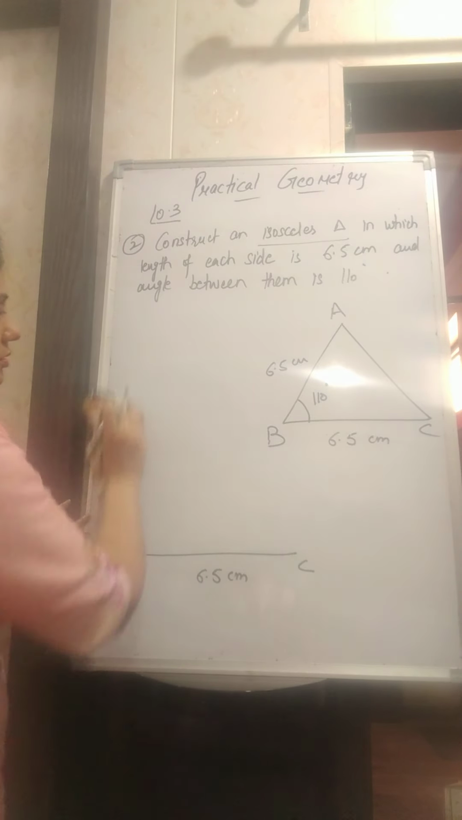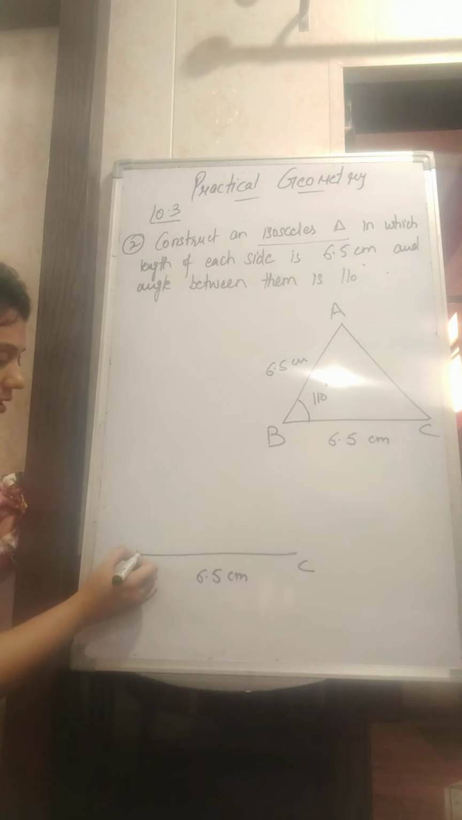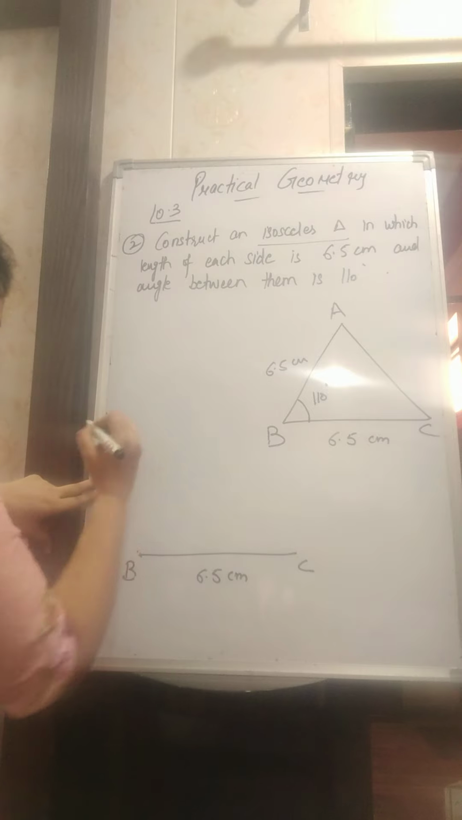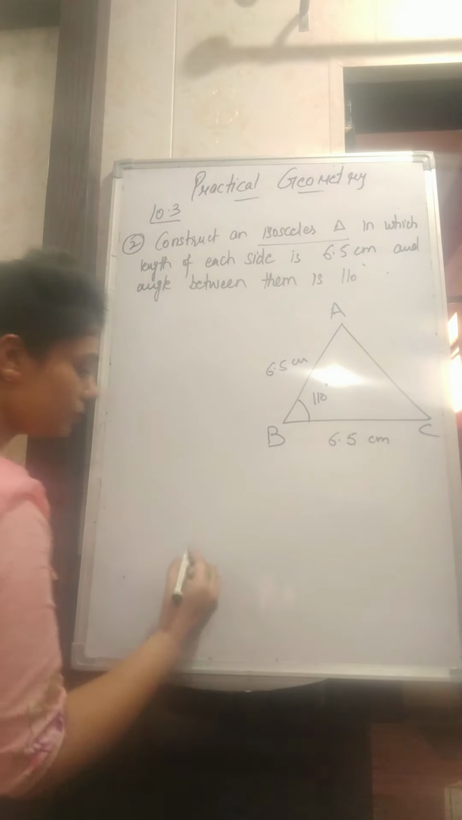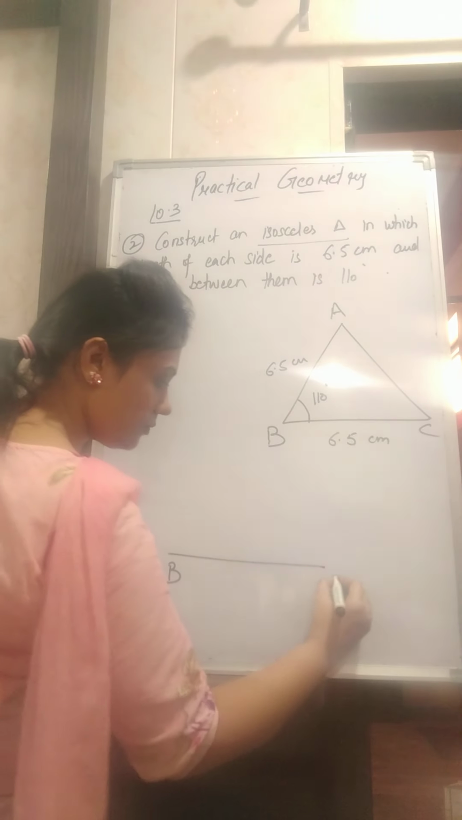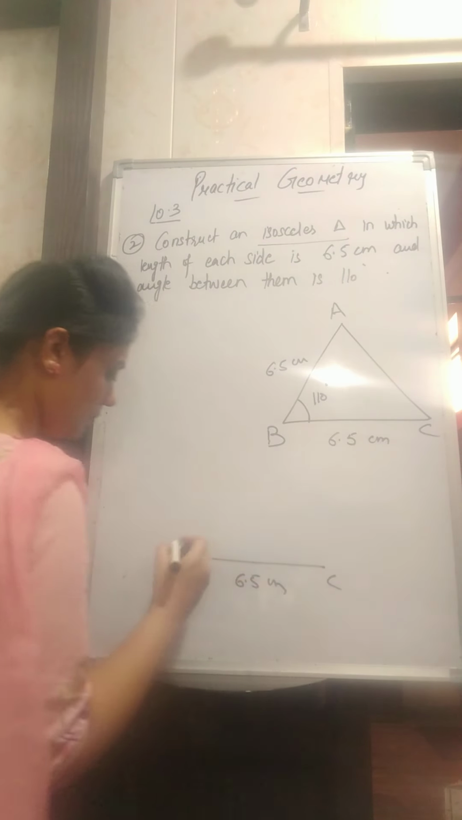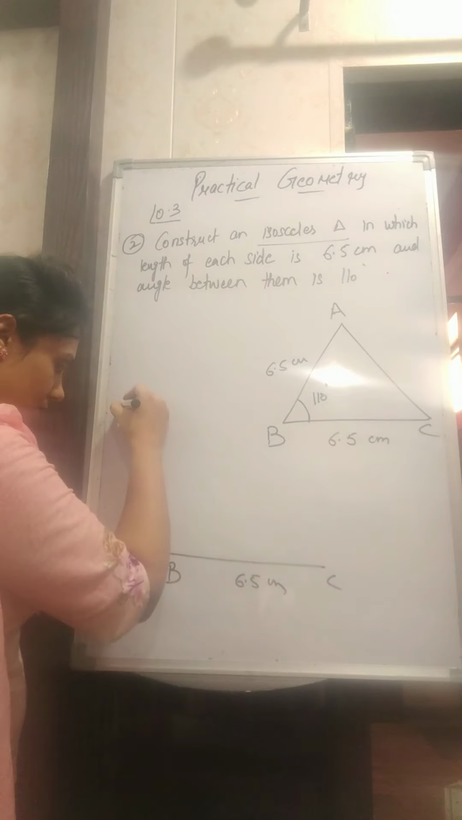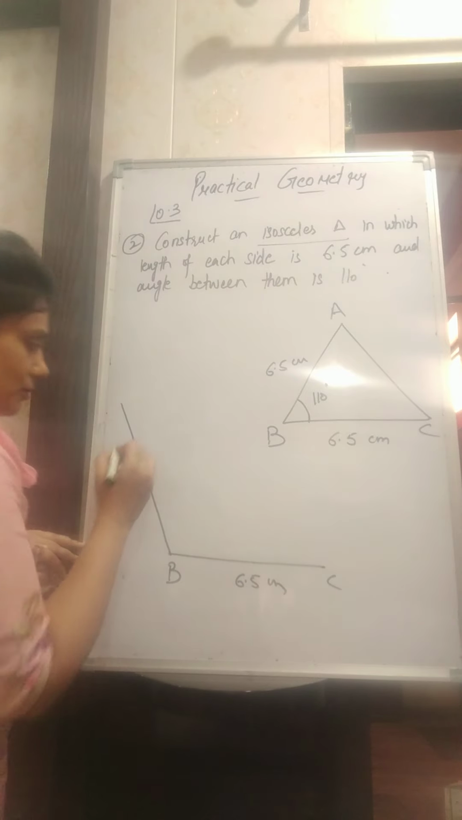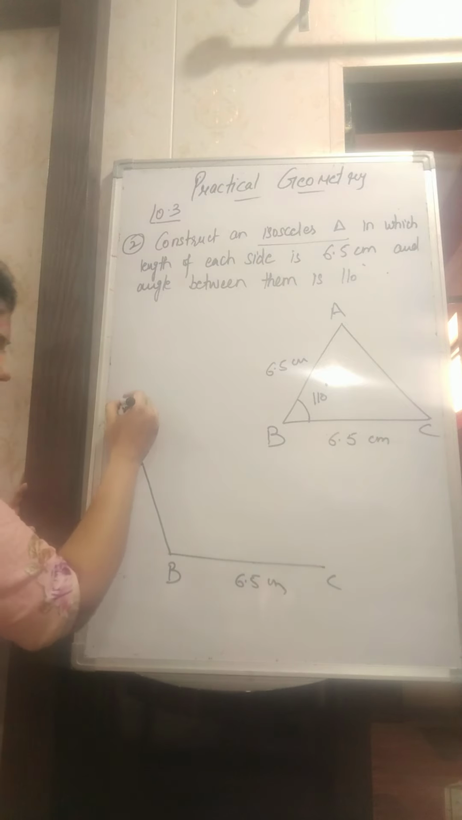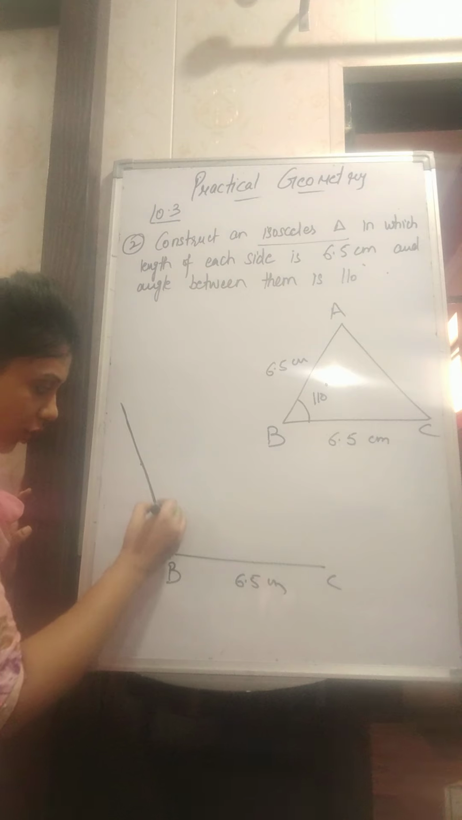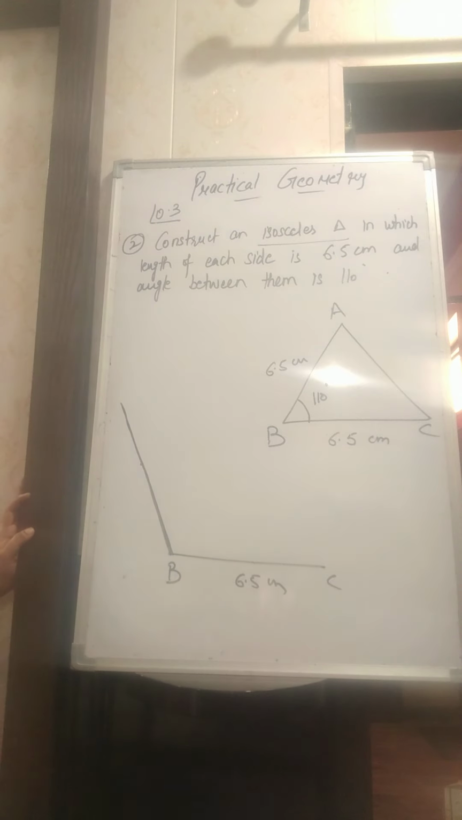So 110 degree will be somewhere here, and then by using a scale, you will get a point here somewhere. Then by using the scale, you will draw an angle of 110 degree, right? 110 degree you will make.